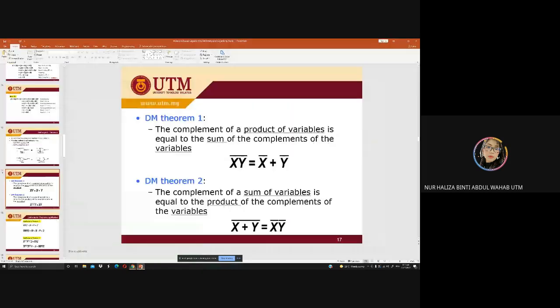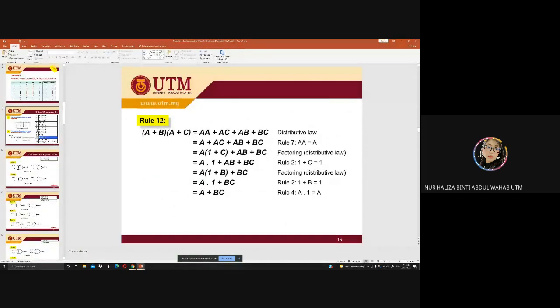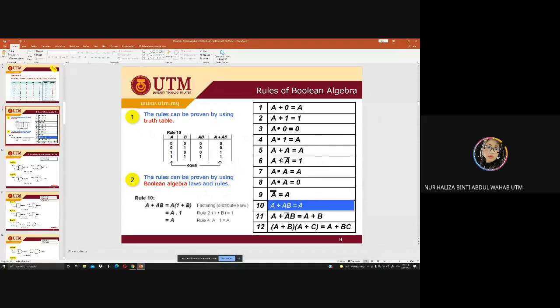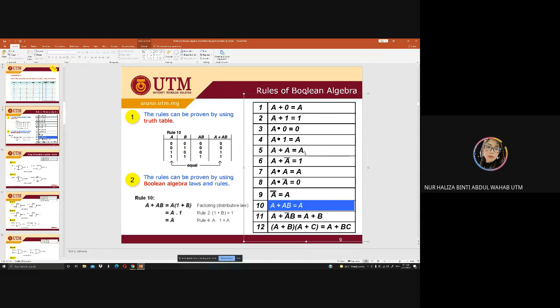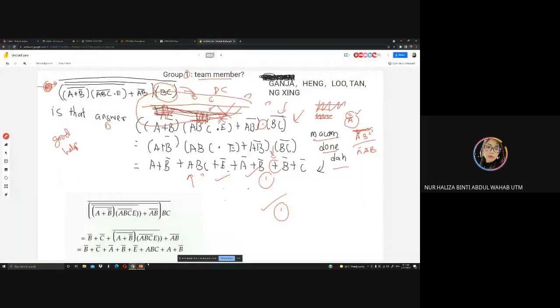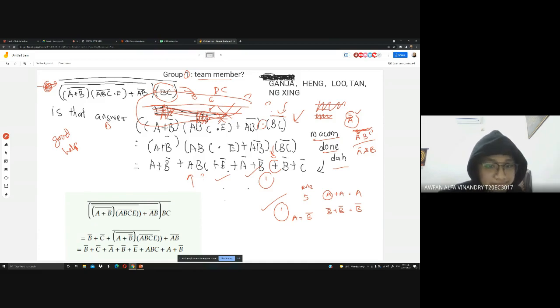If you check back to these rules, B bar plus B bar, or A plus A. At rules number 5, you have A plus A equal to A. Whatever A is, let me draw. This is rules number 5: A plus A equal to A. A can also be A bar, so when you have B bar plus B bar, you will also get B bar. It is not equal to 0. Thank you so much, doctor.